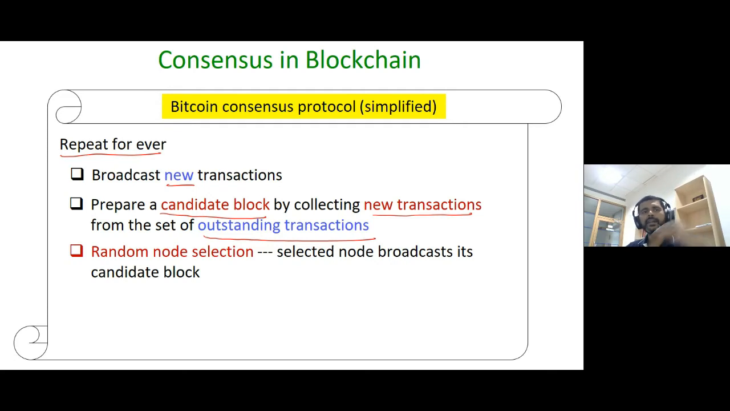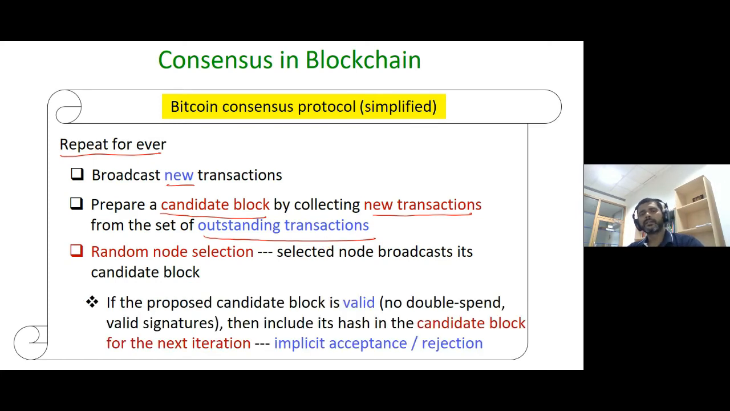Then everyone will be agreeing upon that particular node getting selected. So let's wait for his candidate block to be broadcasted. The candidate who is getting selected by this node selection algorithm, his goal will now be to broadcast the candidate block that he has created. So he also has played the role of Scrooge. He has his own list of outstanding transactions. He might have created a candidate block, which he will now broadcast because now he is being selected.